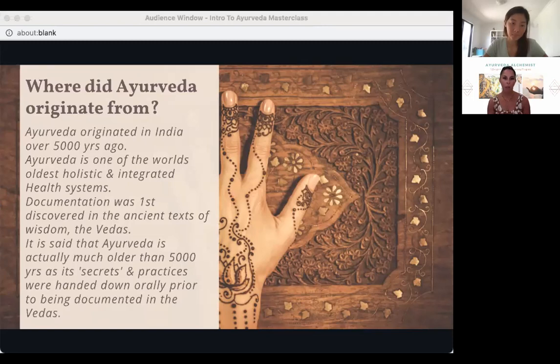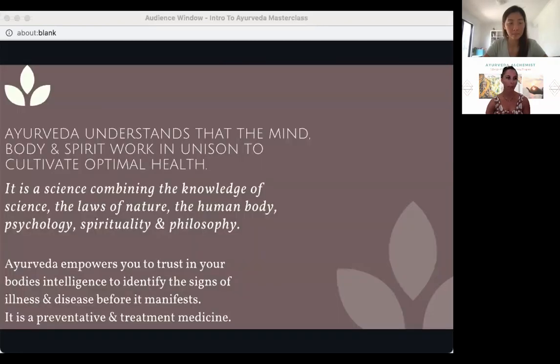The elders of the community would share their wisdom with the younger generation, who would carry their healing secrets on to the next generation and then to the next. So the principles and roots of Ayurveda can date back far beyond 5,000 years ago. It was just that the first documented book was 5,000 years ago.